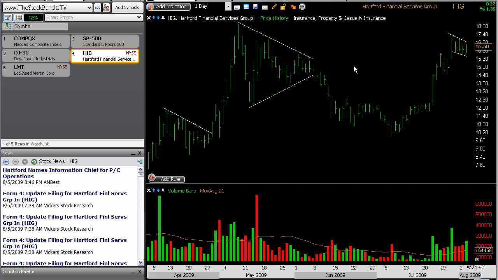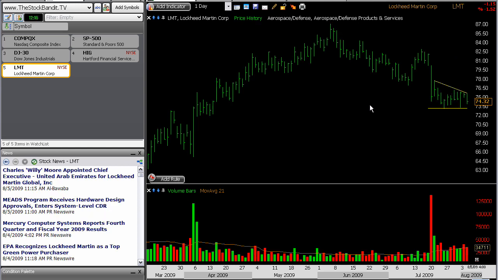But let's say that on the other hand, I also like this setup here in Lockheed Martin, LMT. The stock's been trending lower, this bounce failed, and then over the past couple of weeks we've seen this descending triangle pattern start to form in the chart. So this looks like this thing could easily break support down here at 73 and start heading lower again.